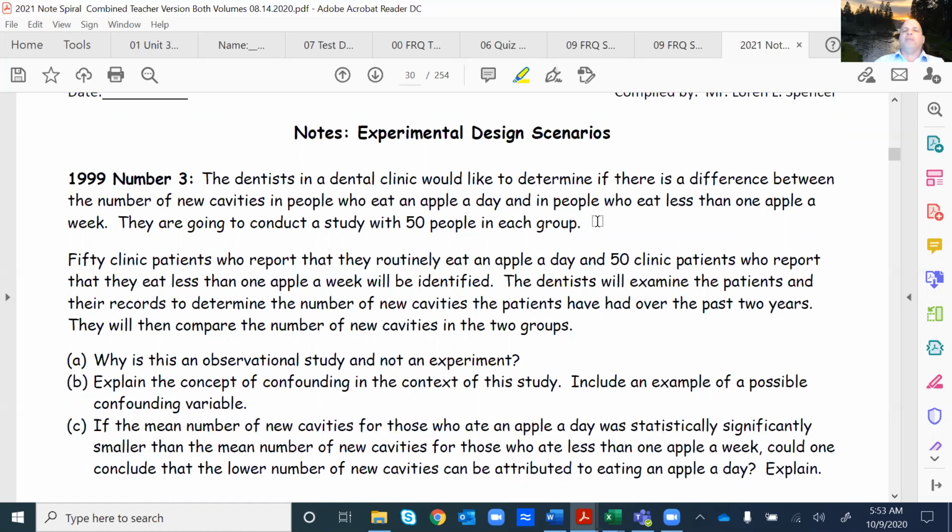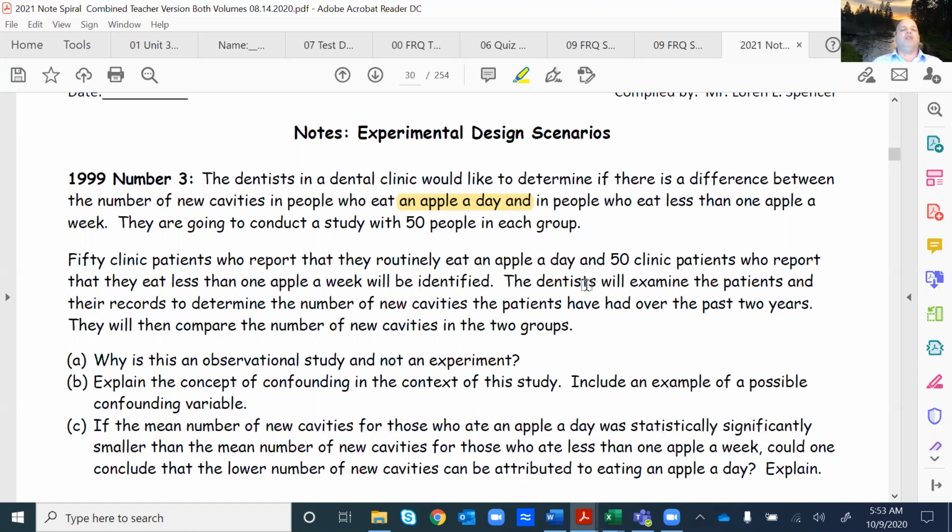Now, real quickly, when I read that someone eats an apple a day, whether this is fact or not, I tend to think of them as being healthy people. So I'm thinking the people that eat an apple a day are probably healthy. That's just the initial thought that goes through my mind. I don't know if it's going to apply to this problem yet or not, but that's where it goes through my mind as I'm reading.